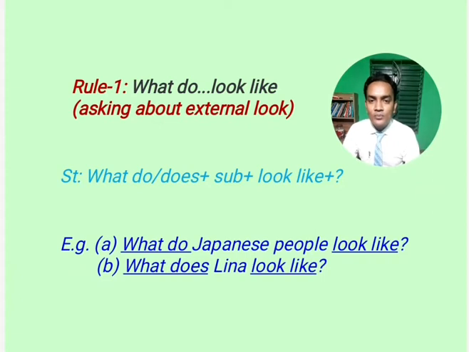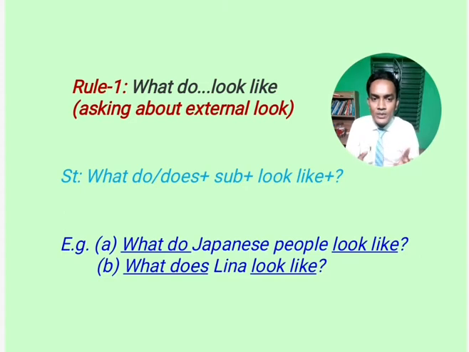Well, the first one. What do look like? By this phrase, you can ask about the external look of something or somebody, right? And you should know the structures of all the rules. Here, the structure of the rule is what do plus subject plus look like. But you must know sometimes does can be used here. When you get a third person singular subject, then you must write what does. Okay, there are examples and you should know them really well. What do Japanese people look like? What does Lina look like? Right? Okay, next.